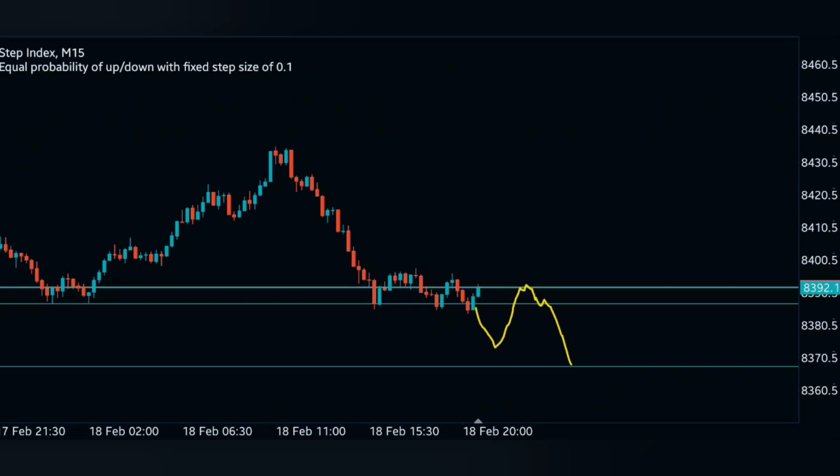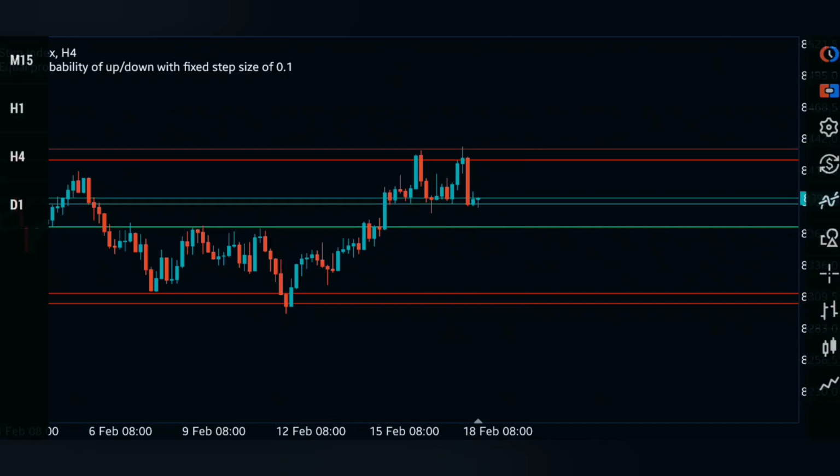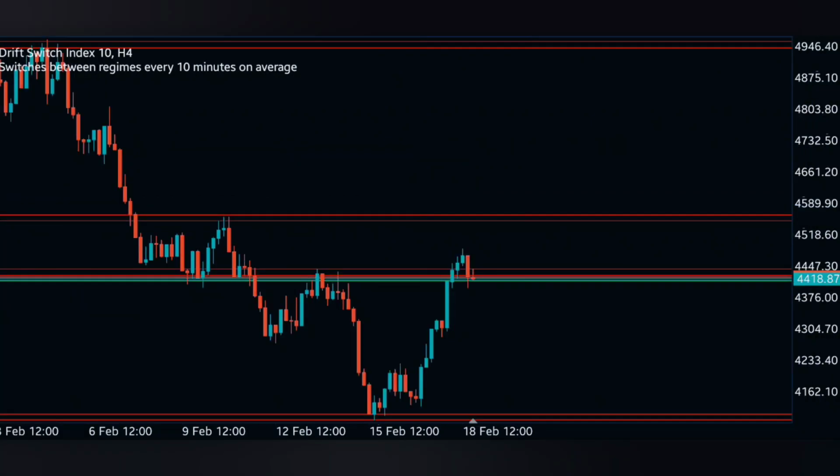So that's my analysis on step index. I'm 50-50, but hopefully it sells, so I'm going to stay on the sidelines. Now that's on that. Now let me go to the next one, which is Drift Swift Index.